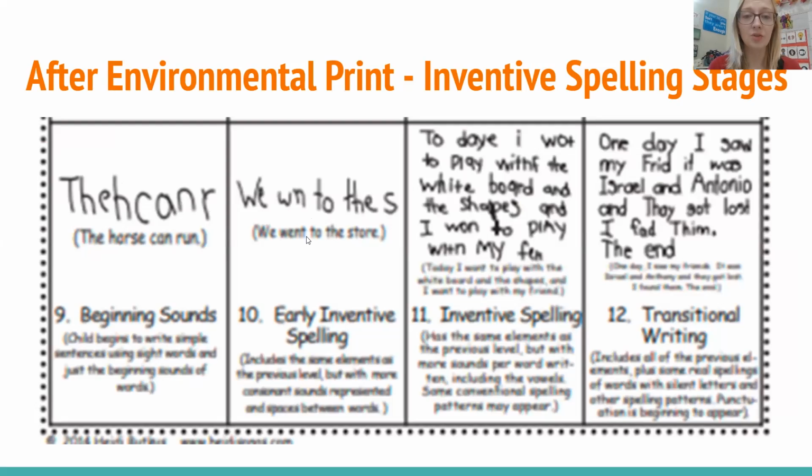Then we continue into early inventive spelling, which usually has more than one sound per word, like went. I hear wind, usually beginning and middle sound, beginning and ending sound, and then again, those sight words are still there. Then inventive spelling, so they're adding beginning, middle, and ending sounds and some additional sounds that they learn. This is kind of inventive spelling here. This is kind of advanced, end of kindergarten, beginning of 1st grade. And then transitional writing is end of 1st grade, 2nd grade.